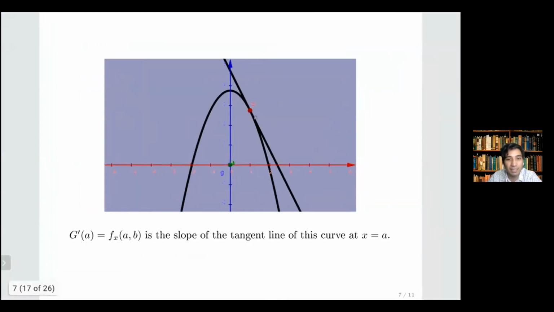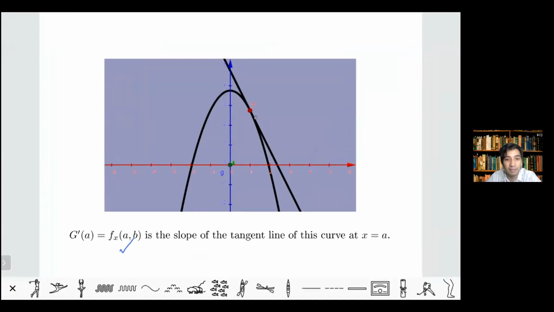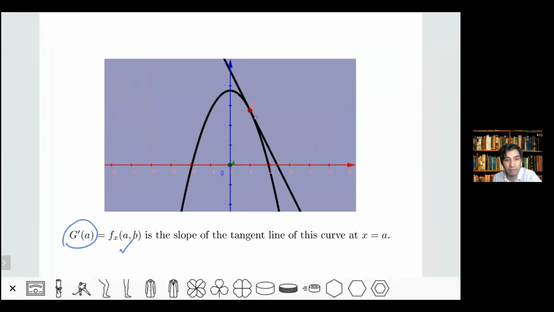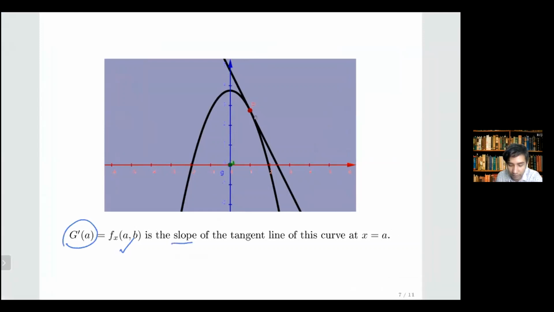Then its derivative at a point, let's say x equals a, we said that's the value of the partial derivative at (a, b). But we know what g prime of a means from Math 21, right? That's the slope of the tangent line at x equals a.